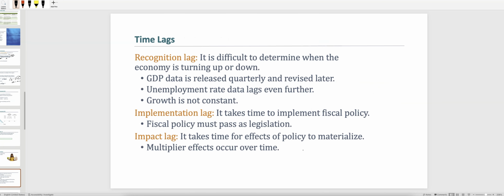One of the big problems, probably the biggest problem, is time lags. It takes time to recognize that there's a problem. It then takes time to come up with a solution to that problem, and then finally it takes time for that solution to have an impact on the economy. The general estimate is that it would take some 2 to 5 years with fiscal policies. That's usually too long to fix anything.